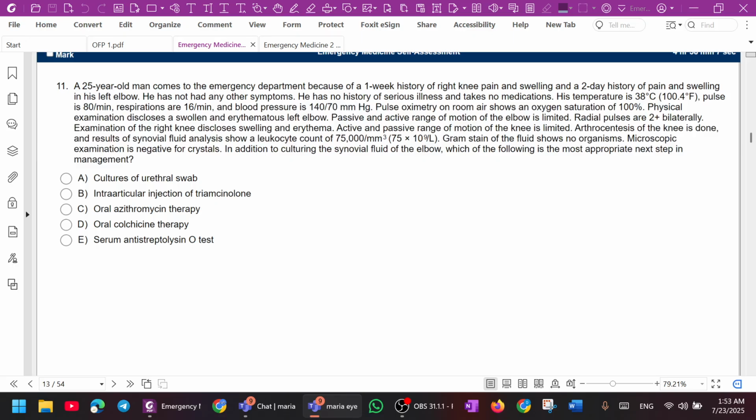Examination of the right knee discloses swelling and erythema. Active and passive range of motion of the knee is limited. Arthrocentesis is done. Synovial fluid analysis shows leukocyte count 75,000, Gram stain shows no organism, and it is negative for crystals. In addition to culturing the synovial fluid of the elbow, which of the following is the most appropriate?